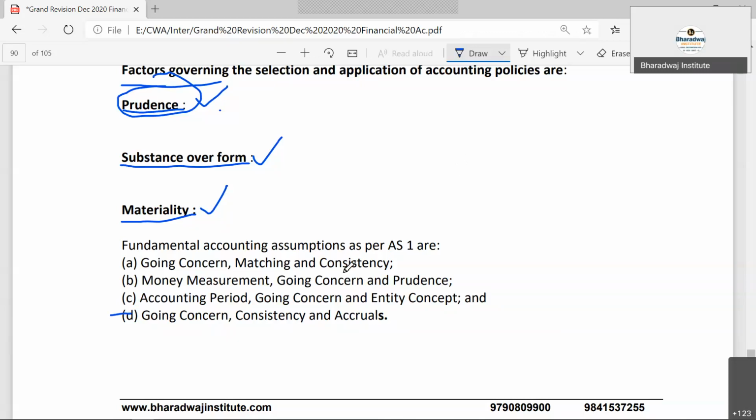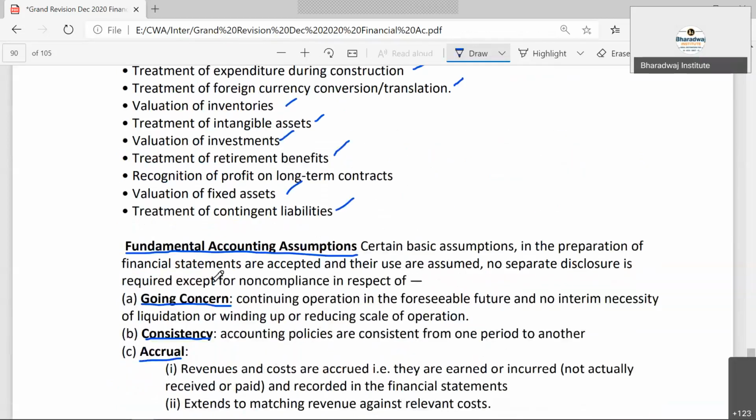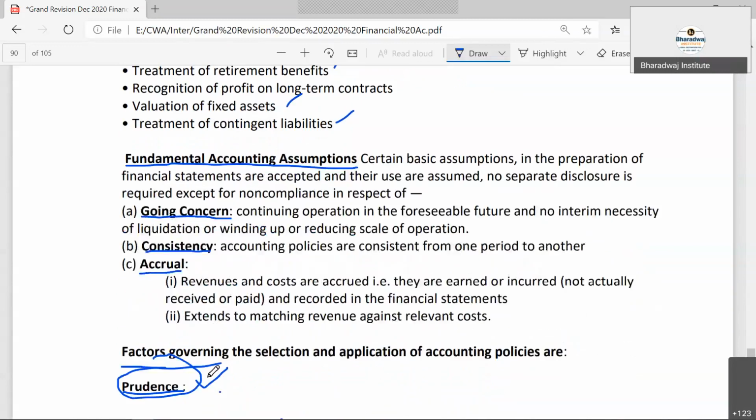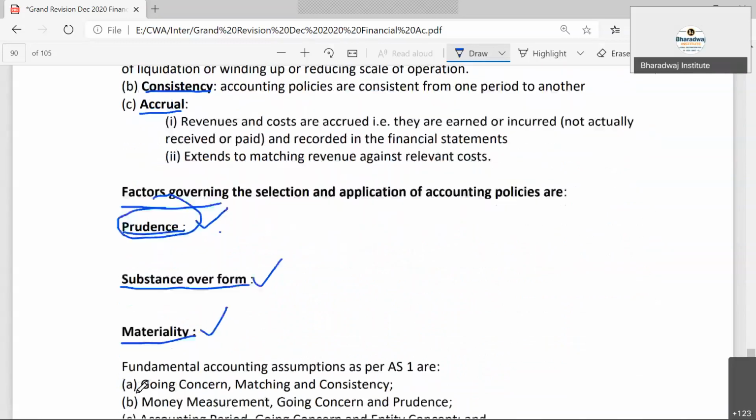Okay, so in AS1, they can ask this kind of an MCQ, or they can ask you a theory question. What are the fundamental accounting assumptions? You have to just write 3 points and explain in 1 or 2 lines. Or factors governing the selection of accounting policy. Then you can write the 3 things.